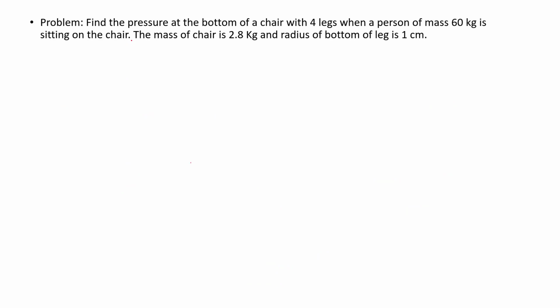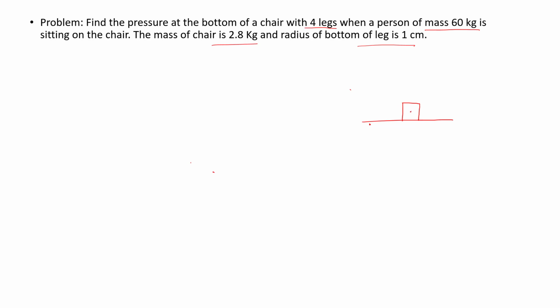Okay students, now we are going to solve this problem. The problem is find the pressure at the bottom of a chair with 4 legs, when a person of mass 60 kg is sitting on the chair, the mass of the chair is 2.8 kg and the radius of the bottom is 1 cm. Okay, now let's make a free body diagram here. So for the free body diagram, this is the ground, and there is this object which is sitting there.